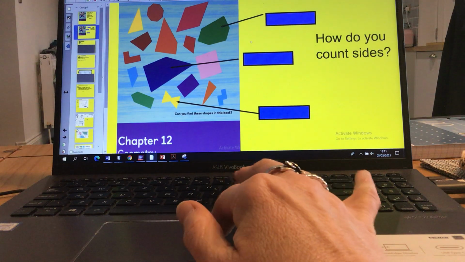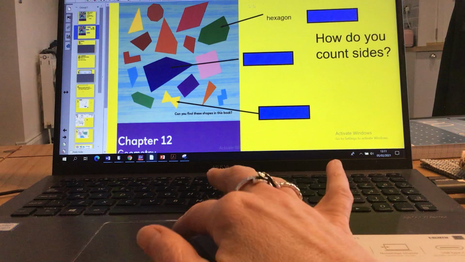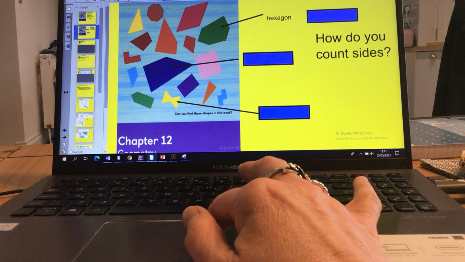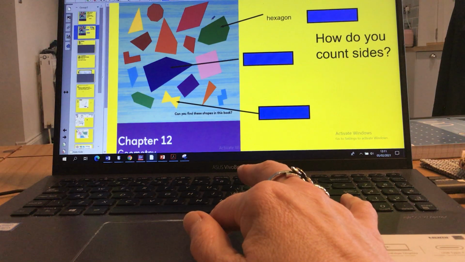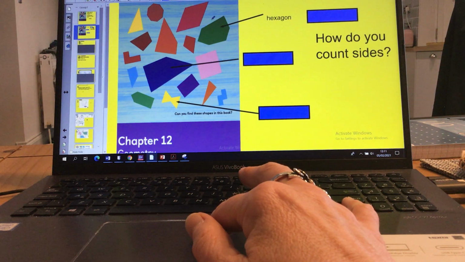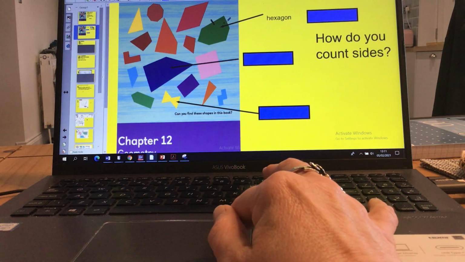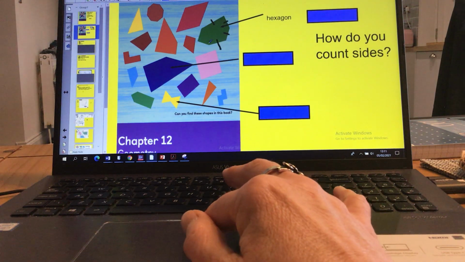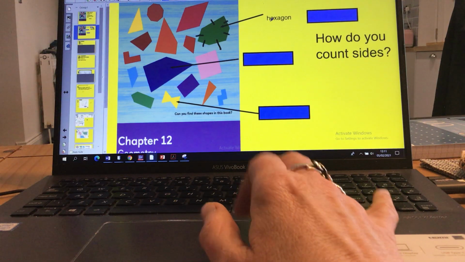I've just got a few on here that we'll do together. This first one here is a hexagon. How do I know? Well, I'm going to count the sides. I'm just going to make sure, children, you know what you're doing when you're counting the sides. I always put a line through the edge of the side of the shape so I know that I've counted it. I don't count it twice. So here I'm going to go 1, 2, 3, 4, 5, 6. And I know a six-sided shape is a hexagon.